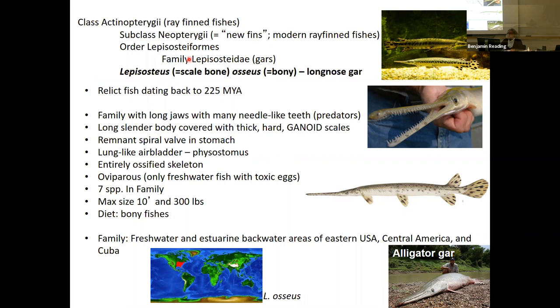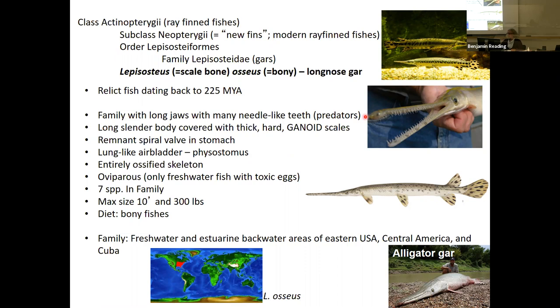Lepisosteidae, the gars. And so here's your example, Lepisosteus osseus, the long-nosed gar. And again, Lepisosteus means scale bone. These things are very heavily armored. And so another relict fish dating back 225 million years or more, these things are relatively unchanged since that time. The family has long jaws with many needle-like teeth. And so these things eat other fish.